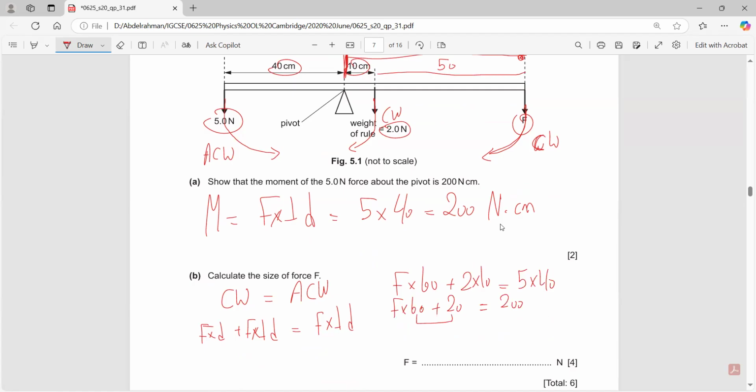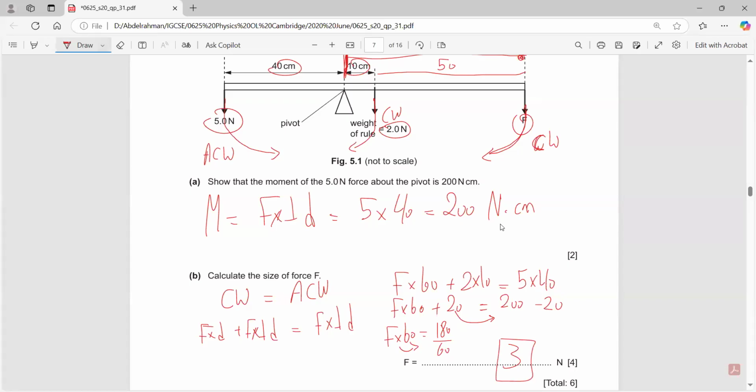I've seen it before, and honestly, I don't know what to say. You can never add the 20 plus the 60. You need to subtract: 200 minus 20 is 180. So F times 60 is equal to 180. Then divide by 60. If you divide 180 by 60, this gives you a final answer of 3 newtons.